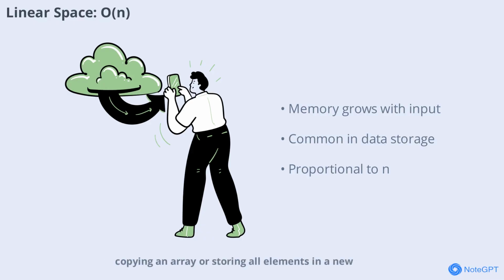O(n) space complexity means the algorithm's memory usage grows linearly with the input size. For example, copying an array or storing all elements in a new data structure requires memory proportional to the number of elements. Many algorithms, especially those that need to store or process every input item, fall into this category.